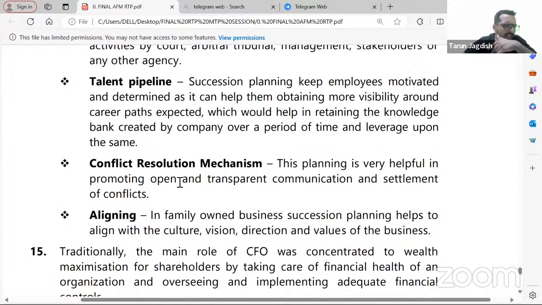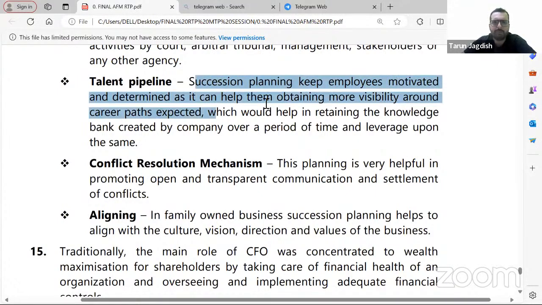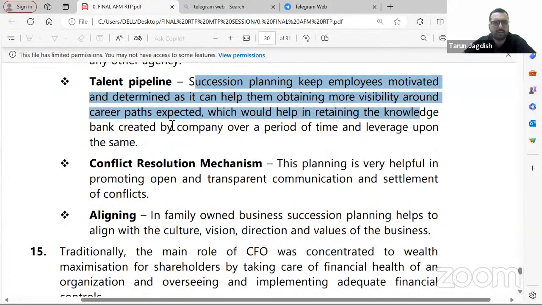Is this what you were telling? Talent pipeline. Succession planning keeps employees motivated and determined as it helps them obtain more visibility around the career path, retaining a knowledge bank created over a period of time and leveraging upon the same.